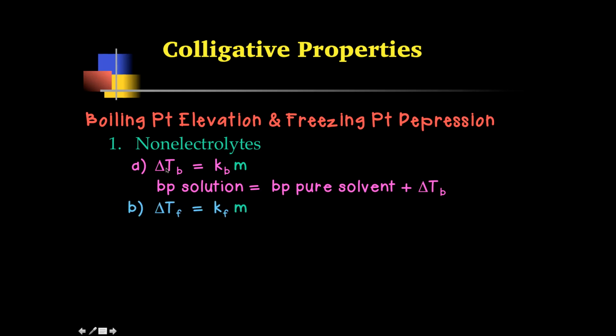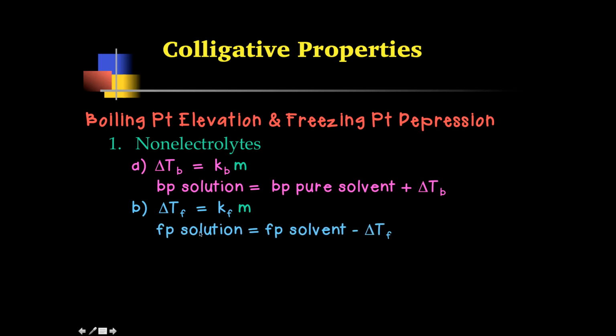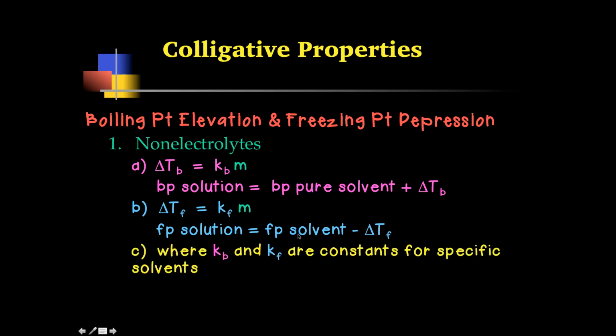So remember that the solution is always higher than the solvent, so you have to add however much it changed by. All right, there's the same equation for freezing. So the change of temperature freezing equals something called K for freezing, again, times little m. Okay, so the freezing point of a solution, remember, is always lower than the solvent. So you find the freezing point of the original solvent minus your change of temperature. So that's the idea.